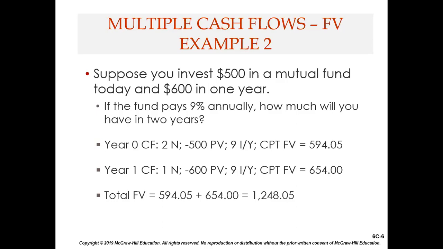The deposit I make at the beginning of year two or end of year one, I need to know its value if it compounds for one period. I is 9. The amount is negative 600, so that'll be the present value. Alpha enter, $654 for my future value. So those two amounts added together will give me what those two different deposits are worth at the end of 2 years.